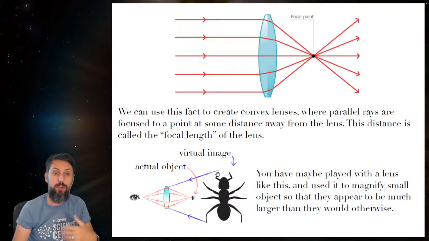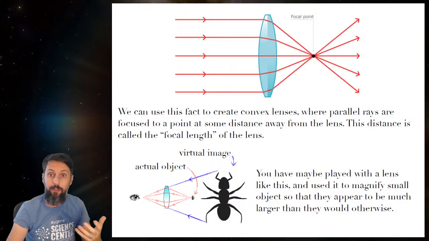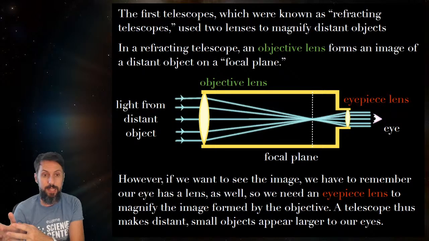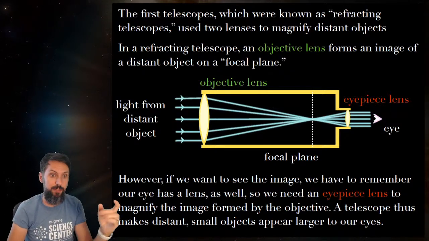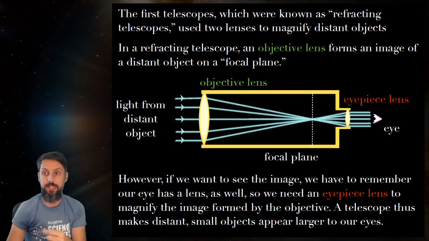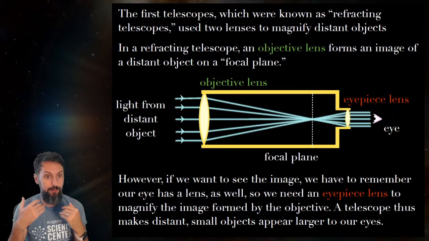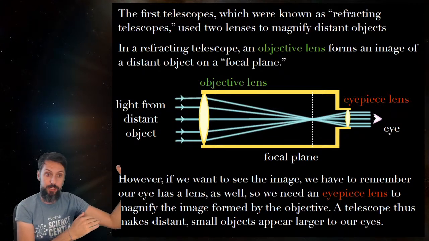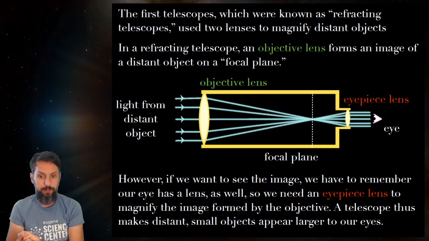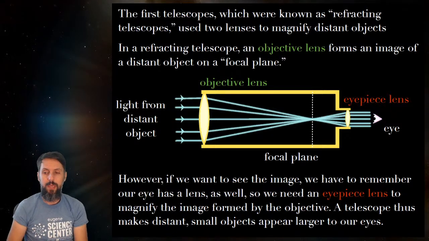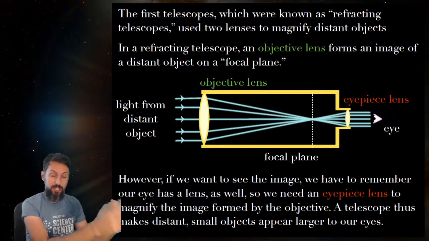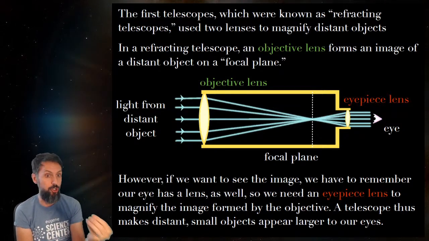What's great is that you can use this in conjunction with another lens, an eyepiece lens and an objective lens. The objective lens does the focusing, and the eyepiece lens unfocuses it back for our eye, to take light from a distant object and magnify it towards our eyes, right? And so a telescope makes things that are distant and very small appear larger to our eyes.